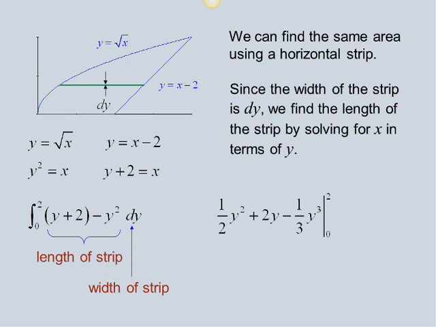So when I find my antiderivative, I have 1/2 y squared plus 2y minus 1/3 y to the third. I'll then put 2 in and 0, which is 10/3.